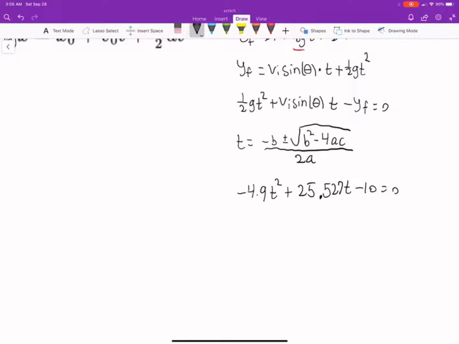Okay, so we would just plug this in. This is our A, this is our B, this is our C. You could plug it into there. I programmed the quadratic equation into my TI, which I can show you guys later if that's something you want. But I don't feel like plugging these numbers in, so I'm going to be lazy. And I got t equals 4.78 for our time.